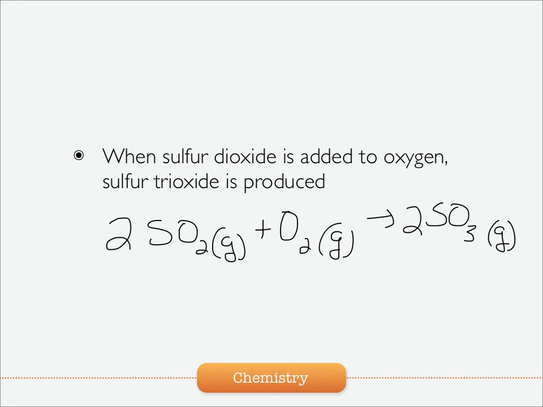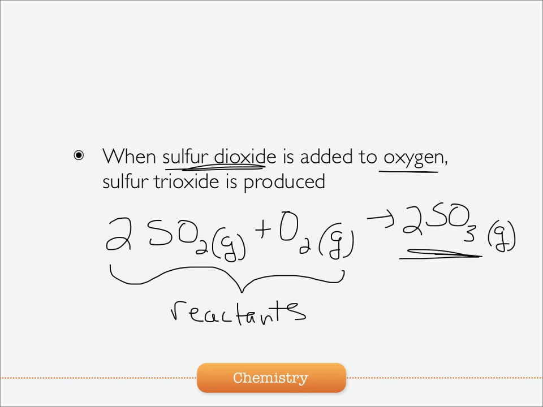Okay, so let's look at this example. It says when sulfur dioxide is added to oxygen, sulfur trioxide is produced. So the things that we started with, sulfur dioxide, we added oxygen. These are the reactants. And what the final product was, and notice that we had two things when we started, but we only get one at the end. This is the product. Okay, so we have reactants, we have products.